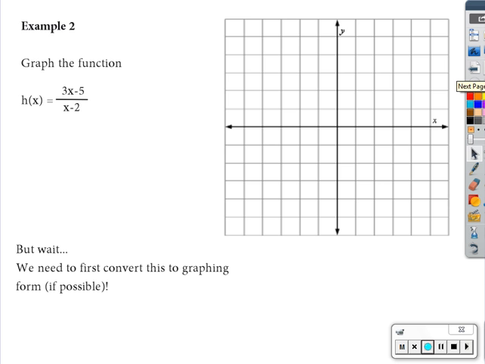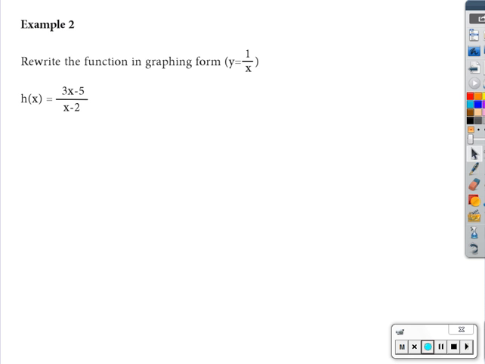Second example. Let's graph this function. But wait, this is not a function that we dealt with. Now we could determine what the vertical asymptote is by letting our denominator equal 0. So we know that it's going to have a VA at 2, but beyond that, we're kind of stuck right now. Good for us that there is a way to do this. So let's rewrite this function in graphing form. How are you going to do that?